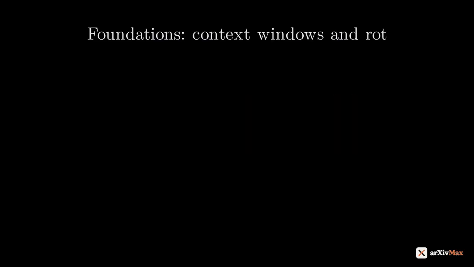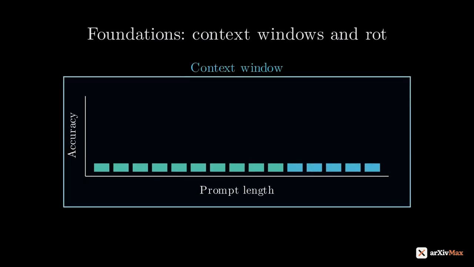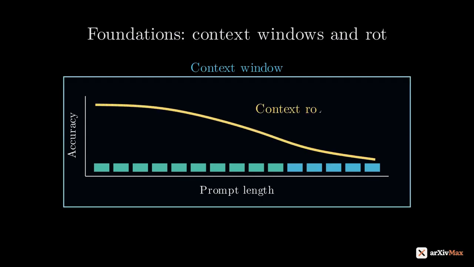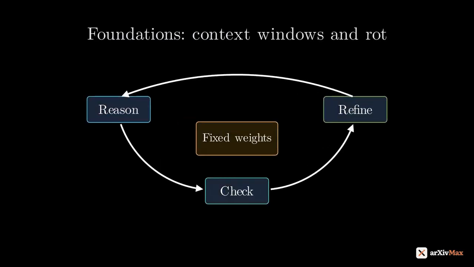Before the fix, a few foundations. A context window is the maximum number of tokens, or text pieces, a model can process in one call. Even inside that window, accuracy drops as the prompt grows. Researchers call this context rot. Inference-time scaling means improving quality with extra computation at answer time rather than retraining the weights.